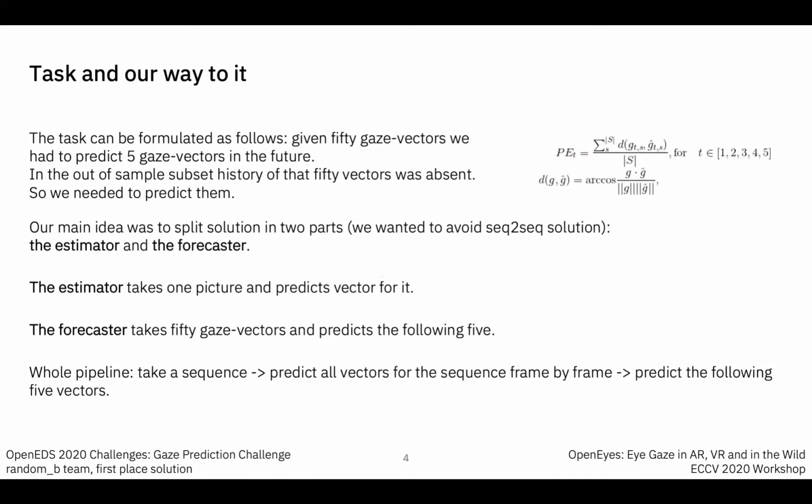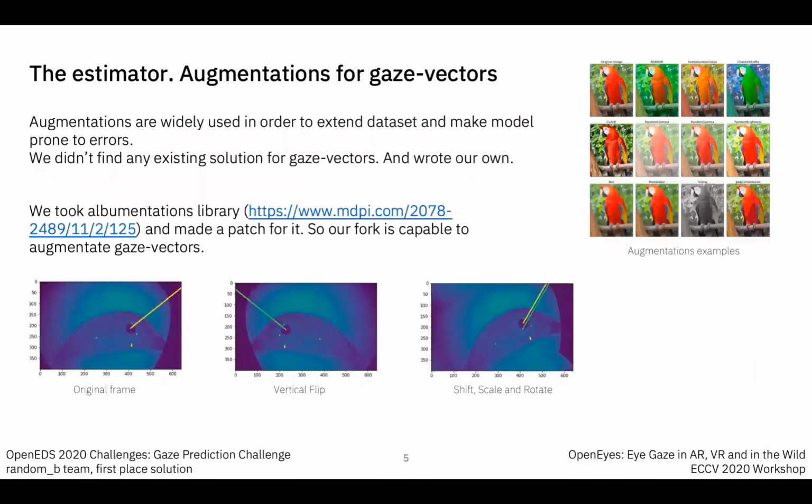Our main idea was to split solution in 2 parts, the estimator and the forecaster. We wanted to avoid sequence-to-sequence solution because for us it was too hard and we thought we don't have enough time to implement it. The estimator takes one picture and predicts vector for it, and forecaster takes 50 gaze vectors and predicts the following 5. So our whole pipeline takes a sequence, predicts all vectors for the sequence frame by frame, and predicts the following 5 vectors. Let's talk about the estimator.